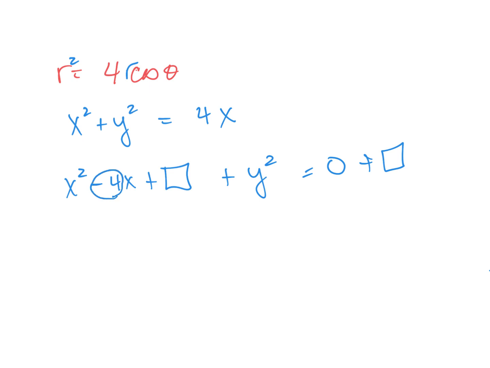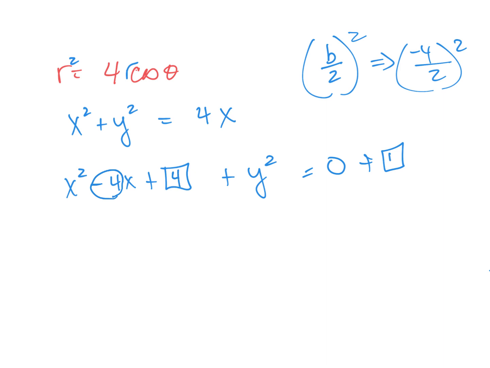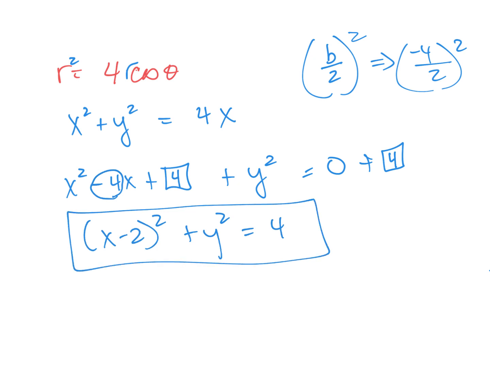So, negative 4 divided by 2 is negative 2 squared. It's b divided by 2 squared, which is negative 4 divided by 2 squared, which is 4. So I add 4 to both sides. When I do that, I can factor this as x minus 2 squared plus y squared equals 4. That is my final answer.